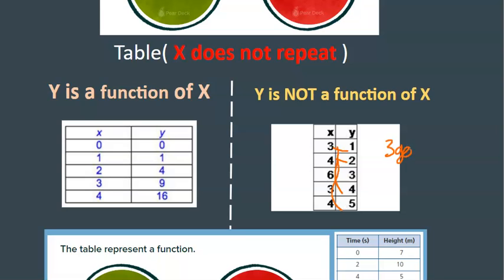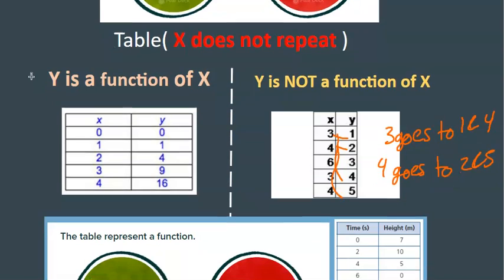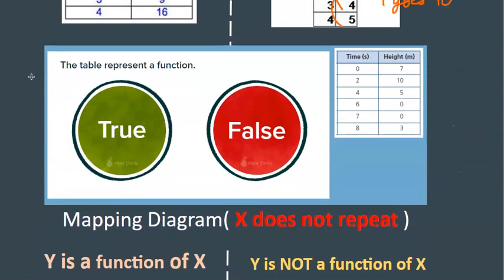So 3 goes to 1 and 4, and then 4 goes to 2 and 5. You can't have that, so that's why it's not a function. These are relations, but they're not functions. So, true or false, this table represents a function. Think about why or why not.